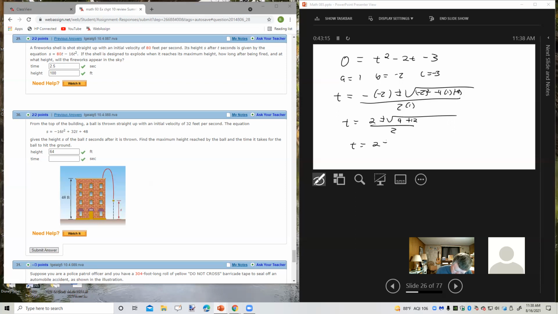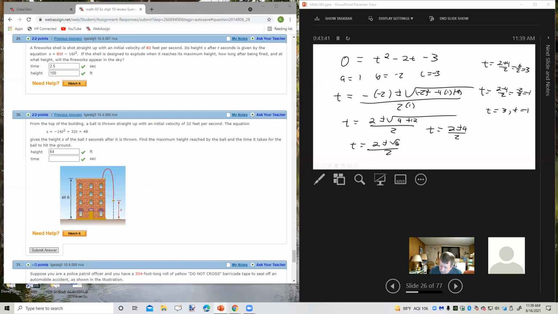t equals 2 plus or minus the square root of 16 over 2. t equals 2 plus or minus 4 over 2. t equals 2 plus 4 over 2, which is 6 over 2, which is 3. t equals 2 minus 4 over 2, which is -2 over 2, which is -1. So we get t equals 3, t equals -1.